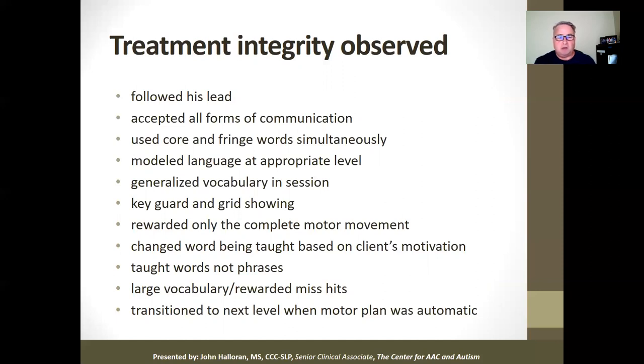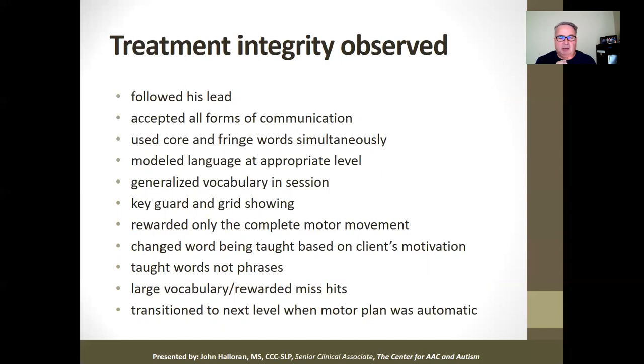I've already said this, but I wanted to make sure you understand that if you're following the LAMP treatment integrity, you'd have a device that has both core and fringe words simultaneously. The trick to a language explosion is having many words at one time, and understanding that some words take longer to learn and are harder to draw in a picture, but you still need access to those words. You would model language at the appropriate level. You're modeling just a little above the individual.